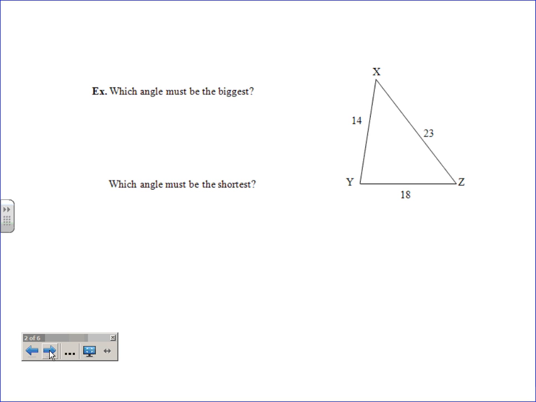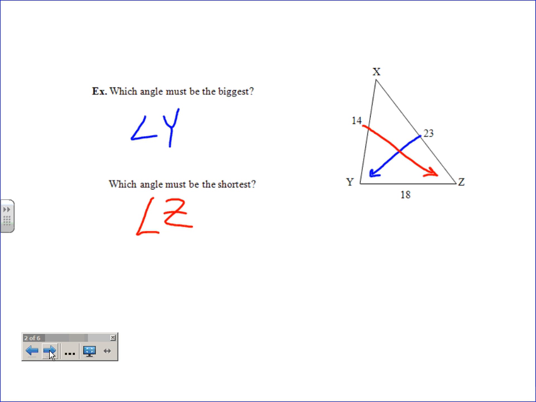So which angle is the biggest? And what is your reasoning for that? Yeah, here's 23, so that means that's got to be the biggest. Does it necessarily look the biggest? Kind of. And then which must be the shortest? Well, this has 18 and that has 14, correct? So 14 tells me that one, angle Z, and I normally do that with my Z's so they don't look like 2's. Okay? Angle Z must be the shortest.